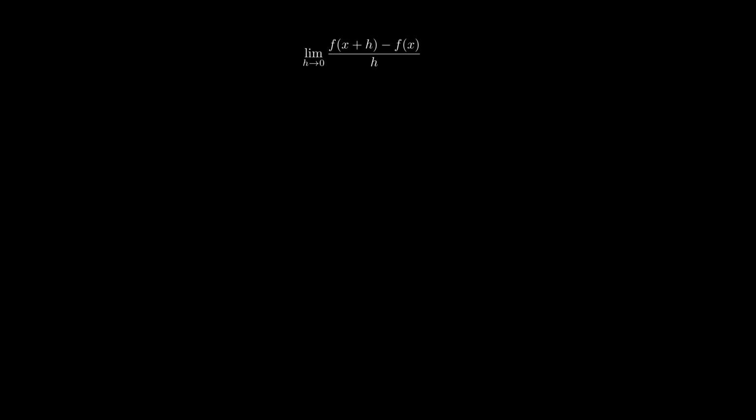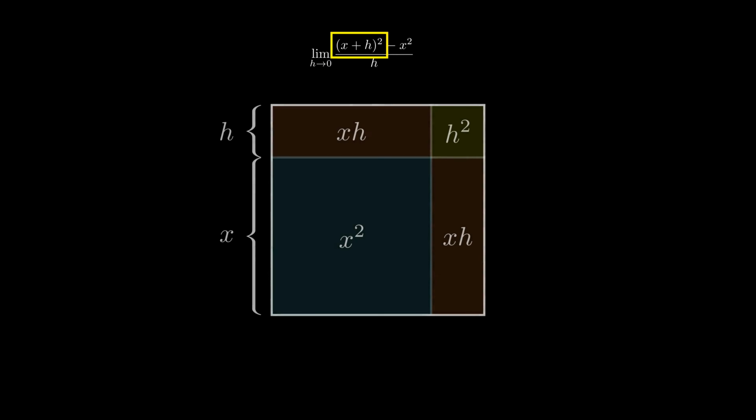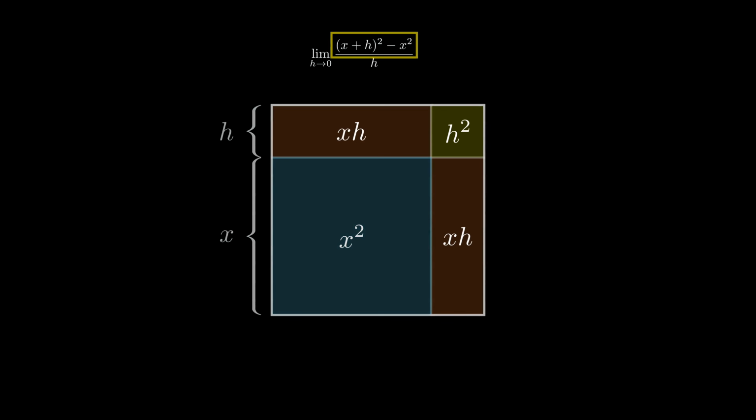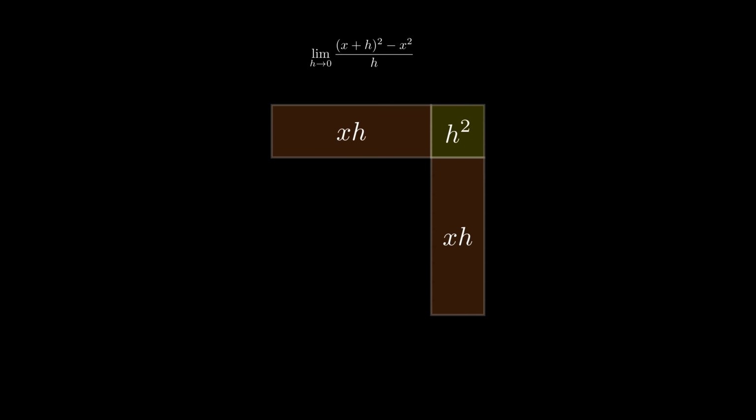So the definition of the derivative is this expression. We'll use this and think about each part geometrically. In our case, f of x is x squared, so we'll replace f of x in this expression. First, x plus h squared is this square, as we already established, with these four parts. This other term is just x squared. Subtracting them leads to this. What we're left with are three parts. Two rectangles with area x times h, and one square with side h.